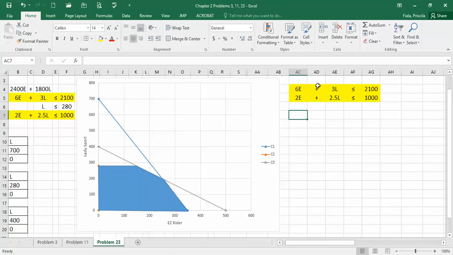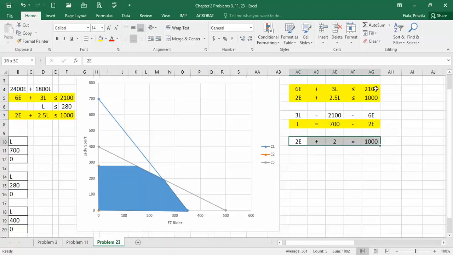Subtract 6e from both sides, so I can eliminate this first one right here. So I'm gonna do 3L equals 2100 minus 6e. Now you gotta divide both sides by 3. So I have L equals 2100 divided by 3 minus 2e, and that's my equation, where I can now go back and substitute on my second one and then plug in here.